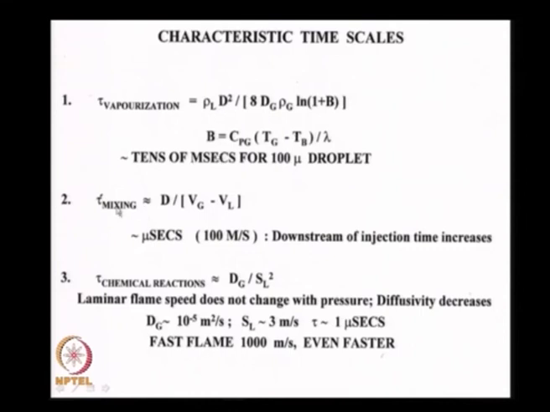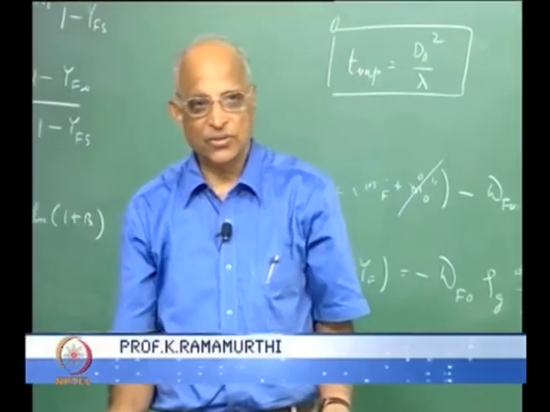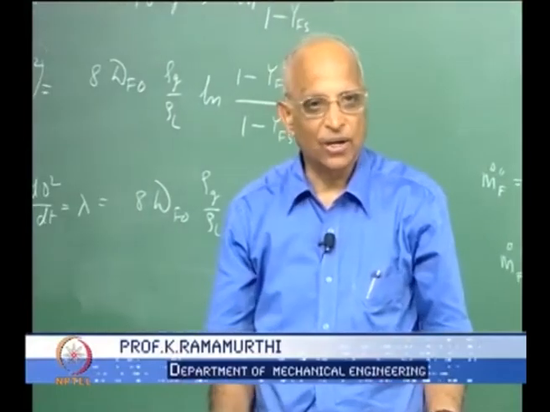We can talk in terms of mixing time as equal to the diffusion coefficient divided by velocity, meter square per second by meter per second. This is much lower than vaporization time. Chemical reaction time is a characteristic time, like the diffusion term divided by the laminar flame velocity square, which is again much smaller than this. Therefore vaporization essentially controls this, and we know how to take care of vaporization to get the C star value.